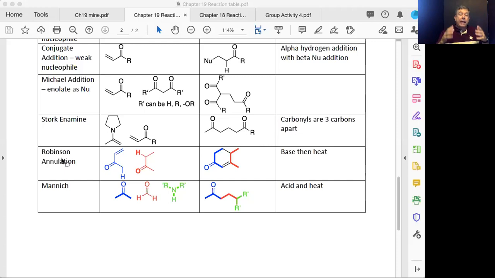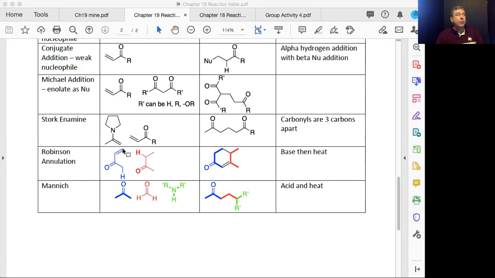And so it can stop there, but however, if you add a little more base, you can deprotonate. You have to have a proton here on this alpha carbon on the other side. If you deprotonate this, it becomes the enolate and will attack the carbonyl nearby, always forming a 6-membered ring.